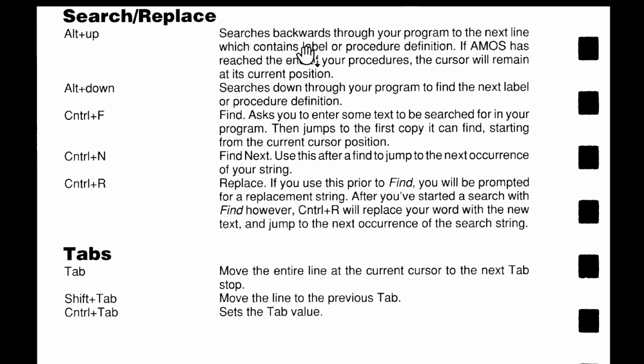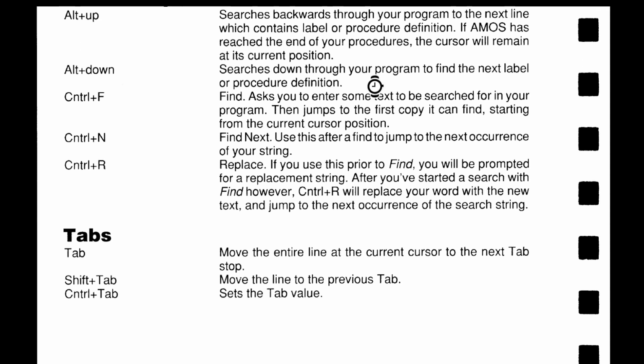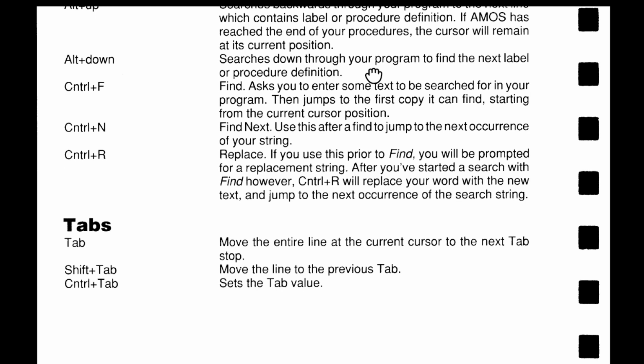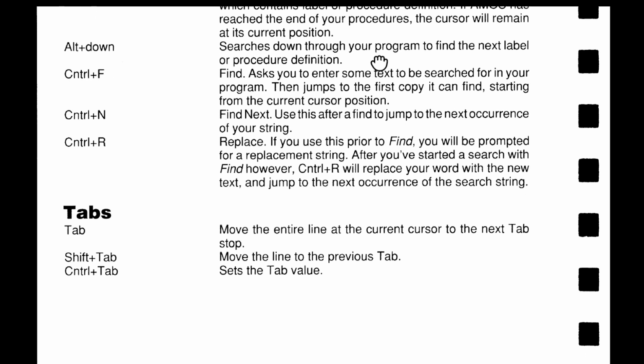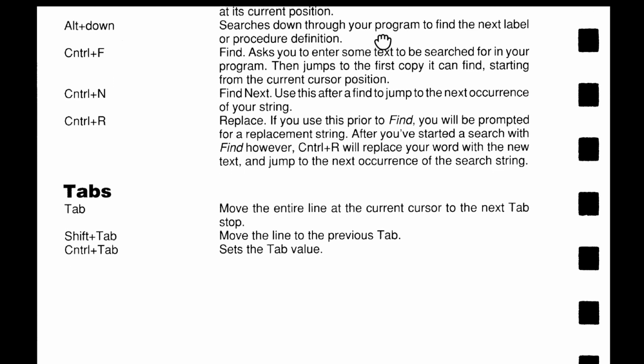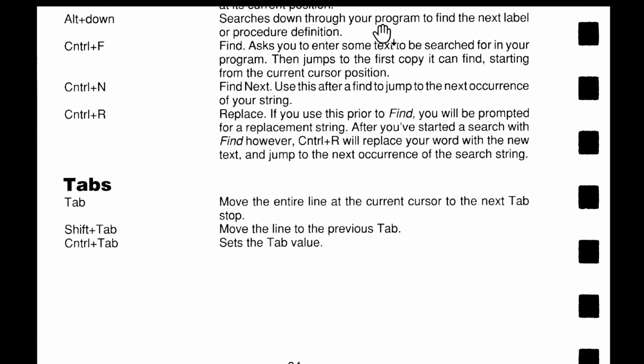Alt plus up searches backwards through your program to the next line which contains a label or procedure definition. If AMOS has reached the end of your procedures, the cursor will remain at its current position. Alt plus down searches down through your program to find the next label or procedure definition.